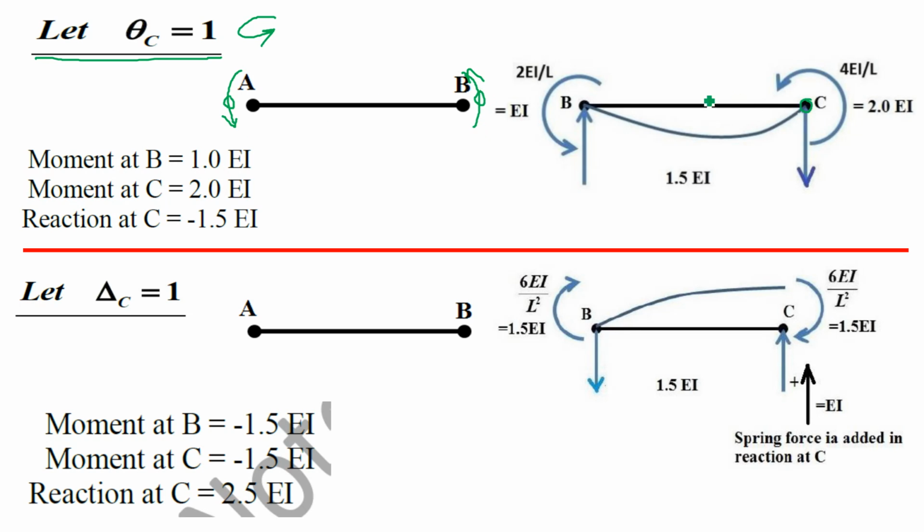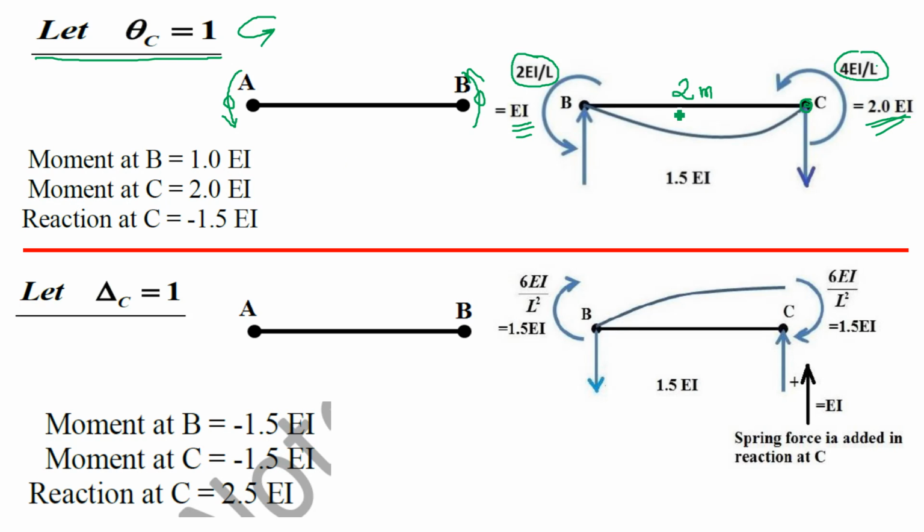Now in the BC member, since we are rotating joint C, 4 EI by L is the moment at C, and half of that, 2 EI by L, at point B. Span of this BC is 2 meter. So 4 upon 2, this is 2 EI. Then 2 EI by L is 2 upon 2, 1 EI. Okay, these are the moments.